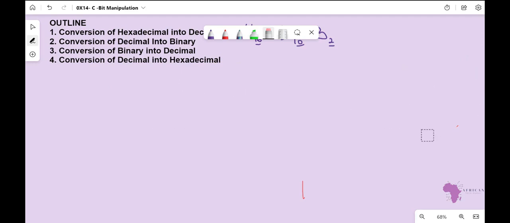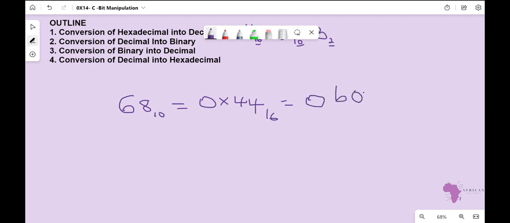So let me wrap like this. I can conclude that 68, which is base 10, is equal to 0x44, which is base 16, and it's also equal to 0b01000100, which is base 2. That is what we can conclude out of this.